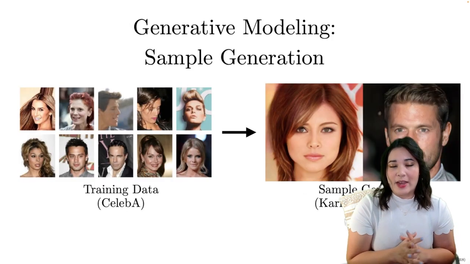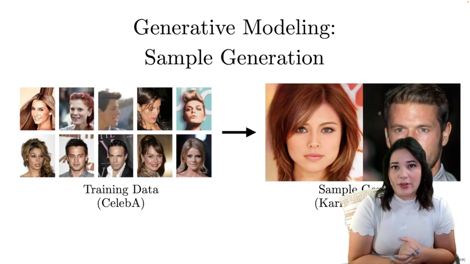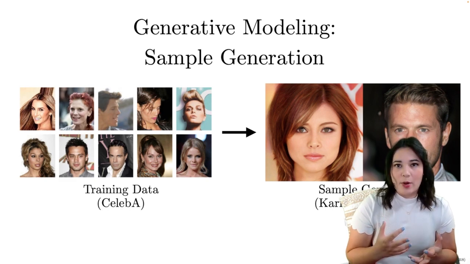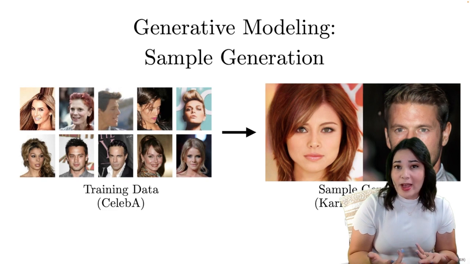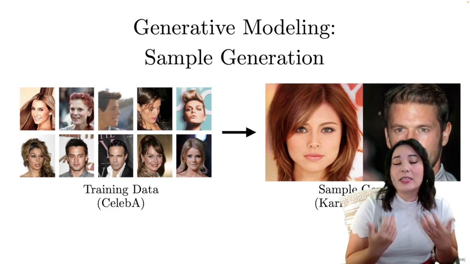The other common type of generative modeling is sample generation. Here, there's no explicit probability distribution that we're learning. Rather, we have an algorithm that we want to learn how to create realistic images, and we give it feedback on whether we think what it has generated is realistic or not.